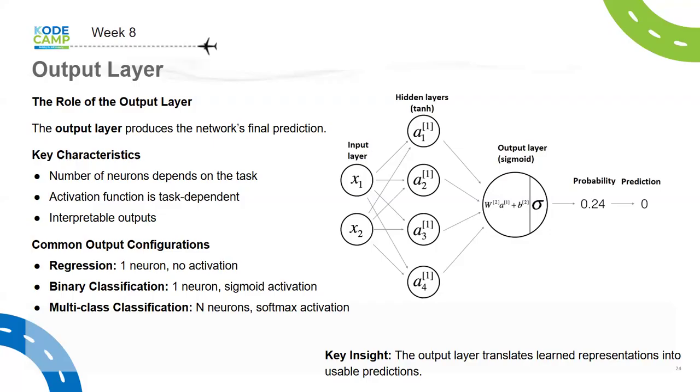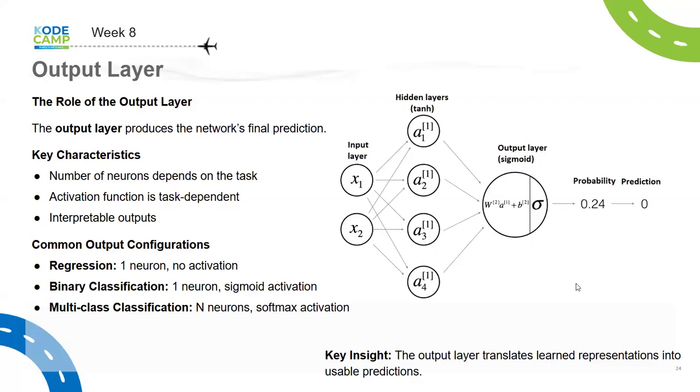So the number of neurons depends on the task, like I've mentioned. The activation function is also task dependent, again, like I've also explained. And output layers would normally give you interpretable output. So typically, if you are doing a regression problem where you want to predict a single number, you can use one neuron, no activation, because you want to pass it through. If you're doing a binary classification, you have one neuron with sigmoid activation, like I've explained. And for multi-class classification, you have n neurons where each neuron represents one class in that category. And you use softmax so that you can normalize the output to a range of 0 to 1.